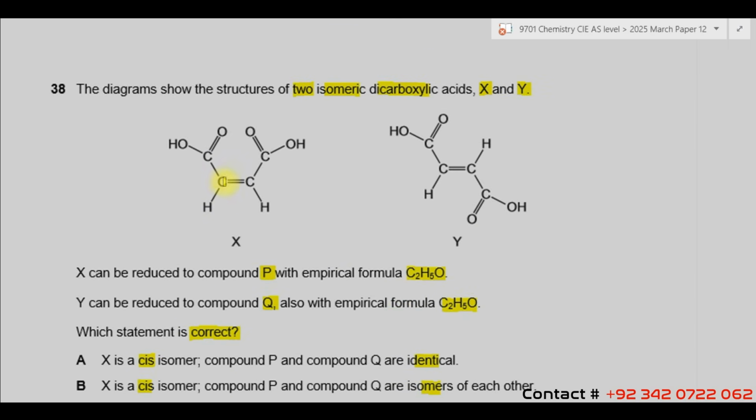Okay, let's see. In the first one we have C double bond C, and in the second one we have C double bond C. Now we have COOH on the same side, and hydrogen on the same side. In this one, COOH is on the opposite side. So X is cis and Y is trans.